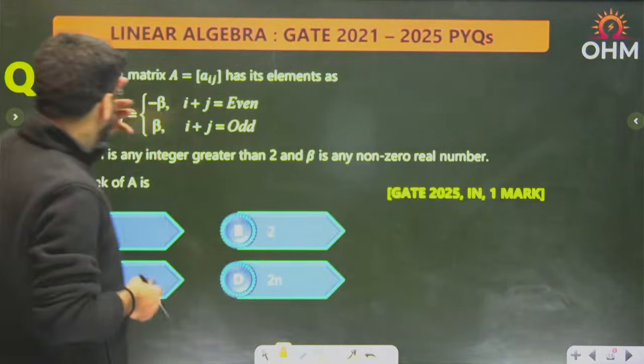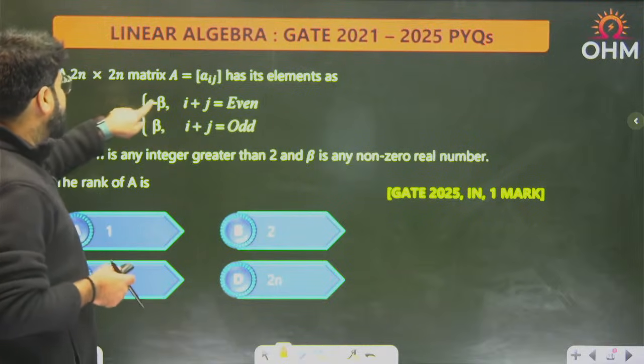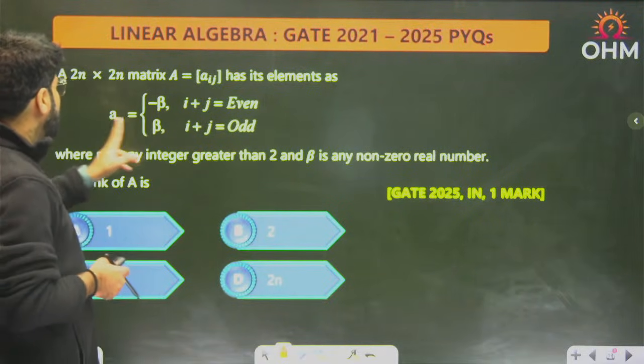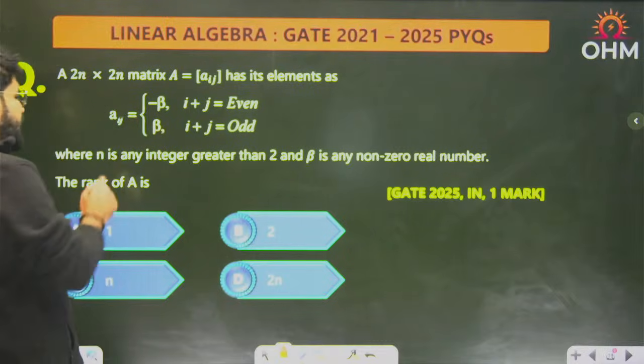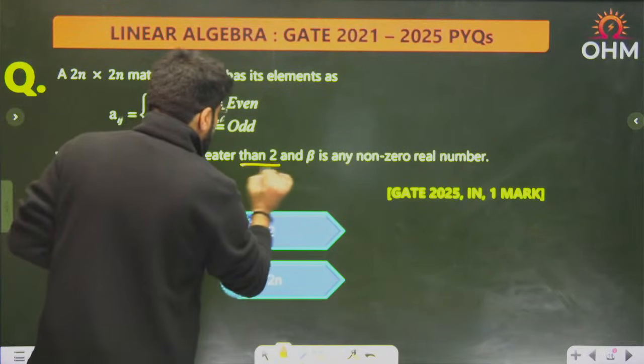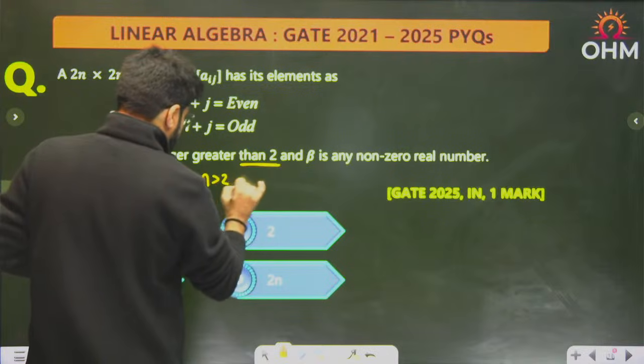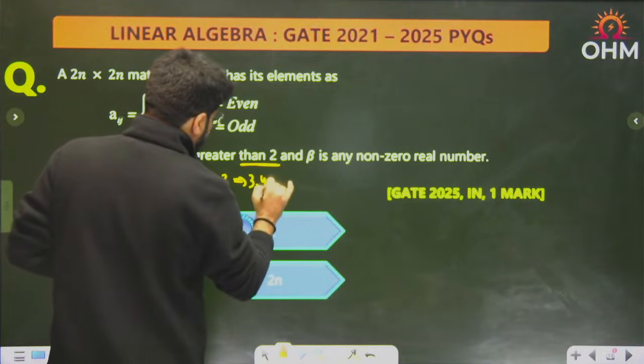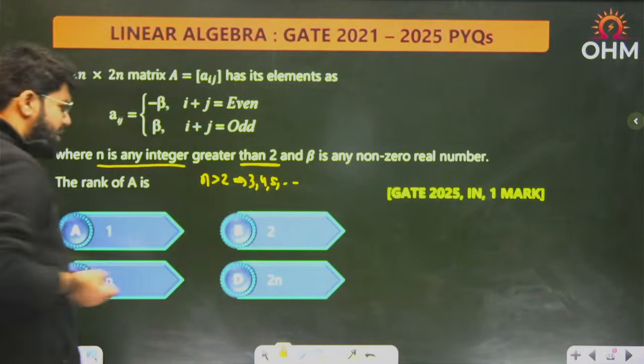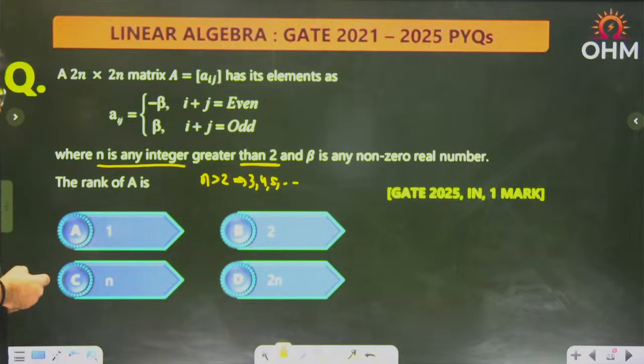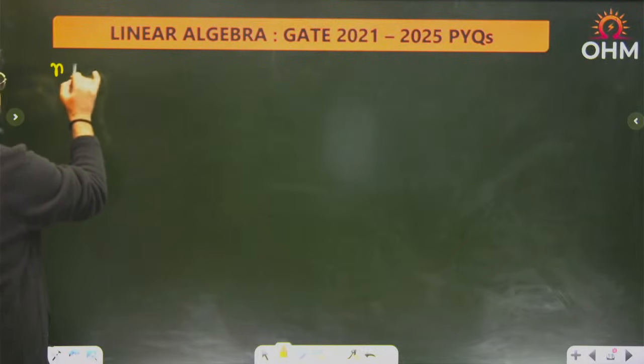Now see, if i plus j is even, the element value is minus beta. If i plus j is odd, the element value is beta, where n is any integer greater than 2. So 3, 4, 5, any value. Let's try the simple value of n equal to 3.